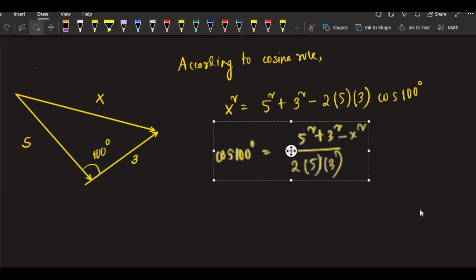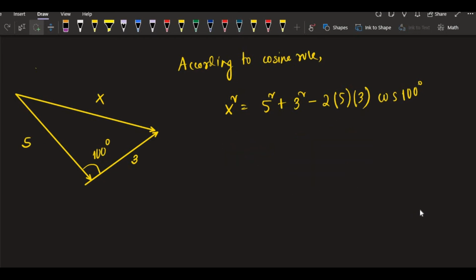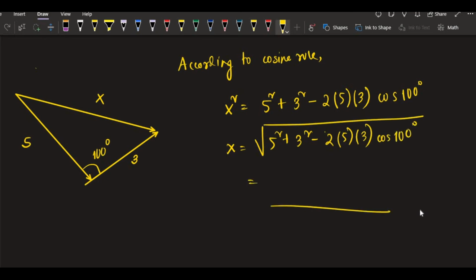We need to find the side, not the angle here. We already know the angle. So, can you solve for x? Therefore, x is equal to the square root of 5 square plus 3 square minus 2 times 5 times 3 cos 100. Using a calculator, the answer is 6.26 kilometers. Therefore, x is equal to 6.26 kilometers.